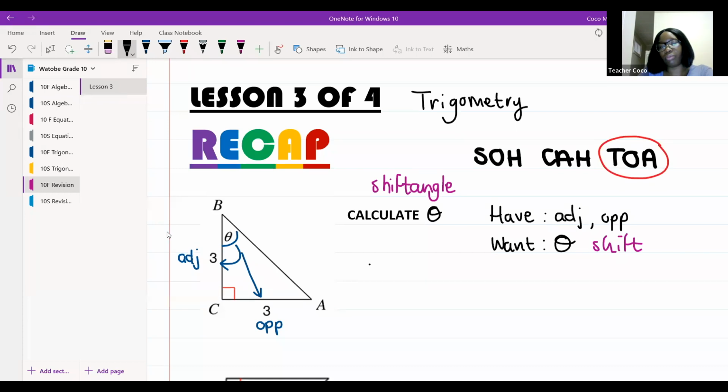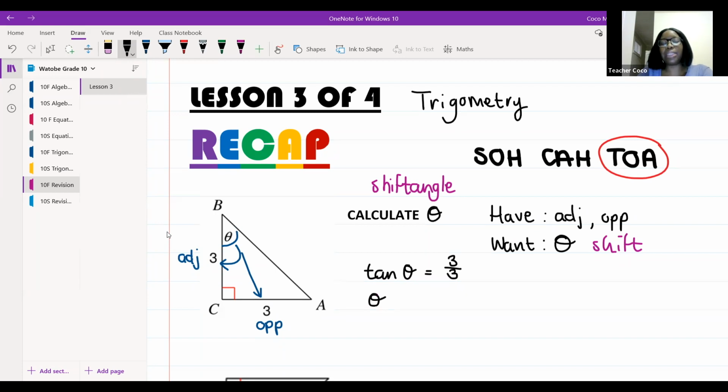So we're going to say tan theta is equal to 3 divided by 3. Good, 3 over 3. My opposite, which is 3, over my adjacent, which is 3. All right, what's my next step? Remember, I'm looking for my angle. Tan theta is equal to 45 degrees.